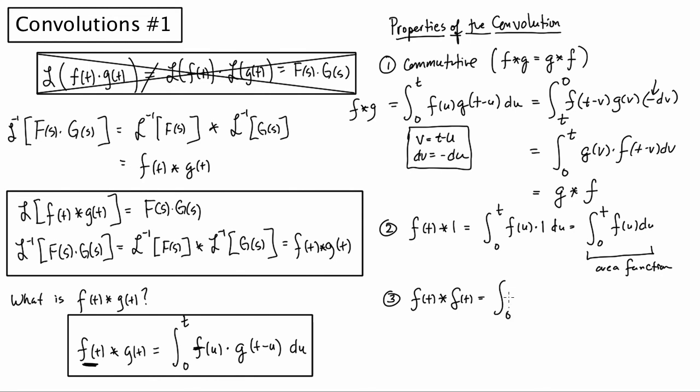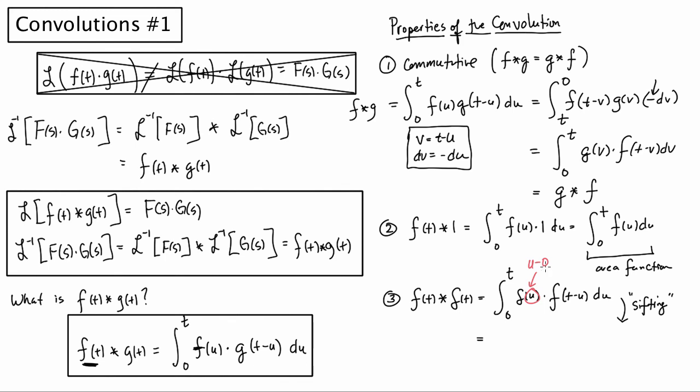The third one is f of t convolved with the delta function. I'm going to use the commutative property to look at delta star f instead. This would be the integral of delta of u times f of t minus u du. And we use the sifting property here. If you recall the sifting property, go back and look at a previous video. Note that this delta is, in fact, delta of u minus 0.